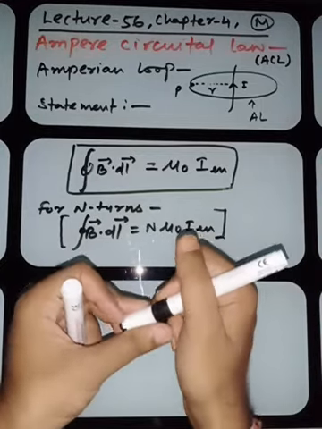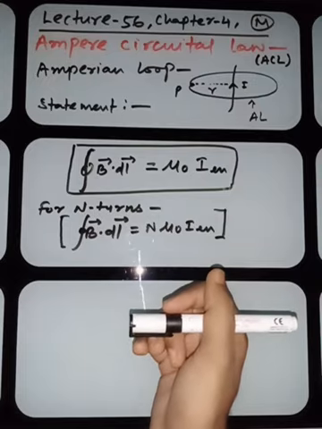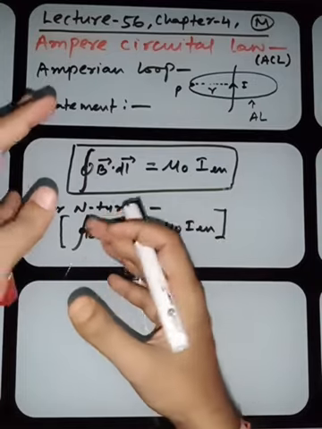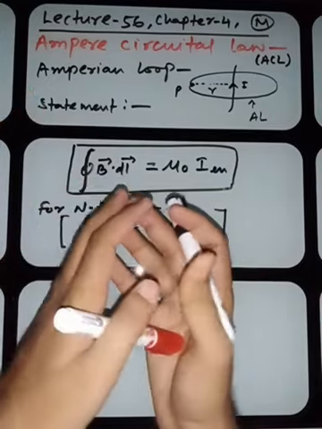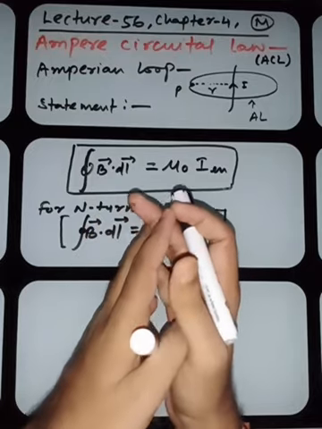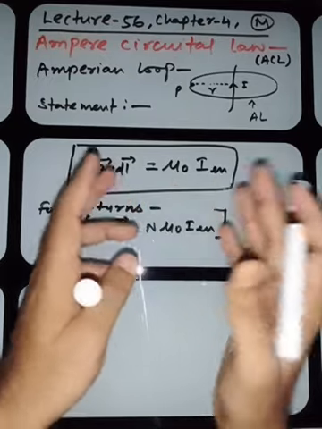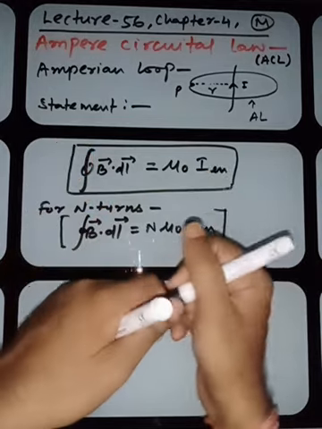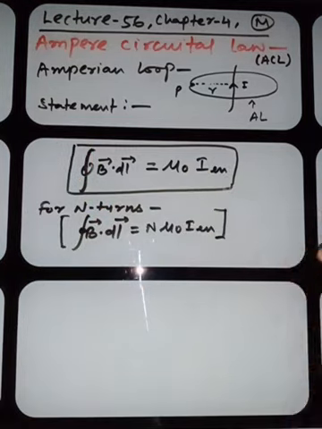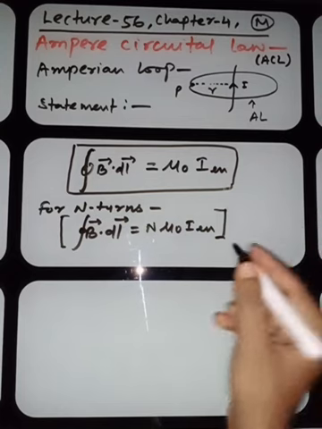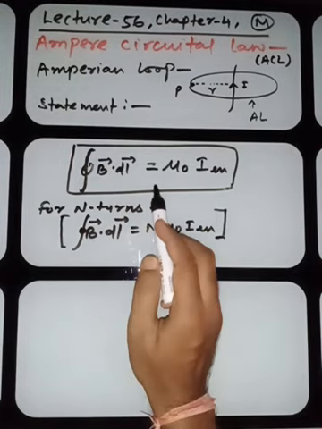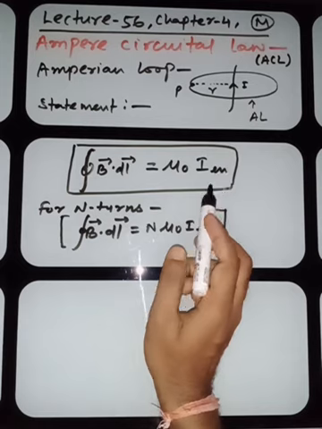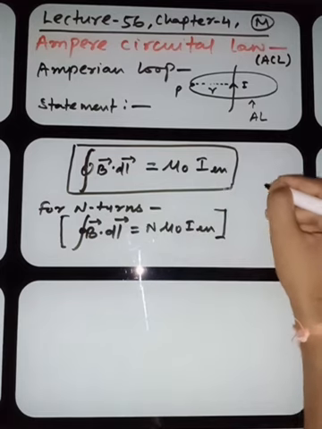Now we are going to apply the Ampere Circuital Law in one or two applications. We'll see three applications, I think you have to study. Now remember, B dot dl equals mu naught I enclosed. Here you can see, if this is the current carrying conductor.